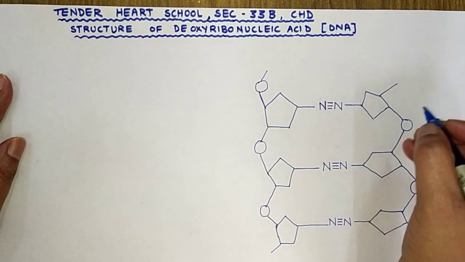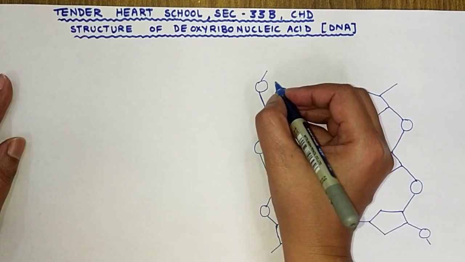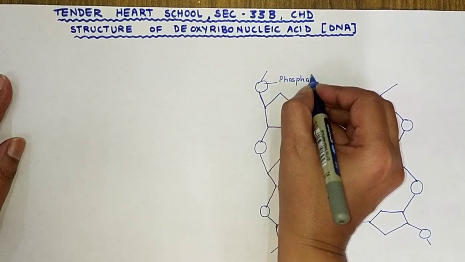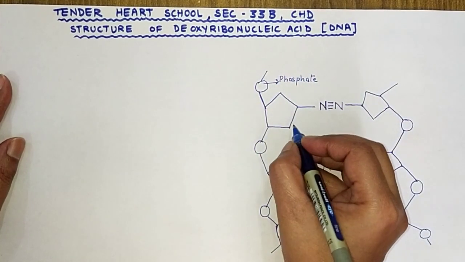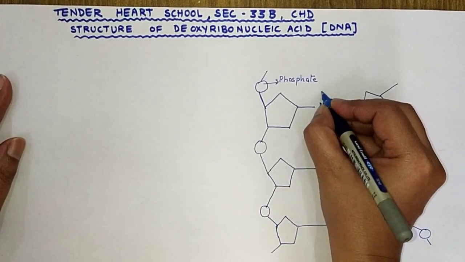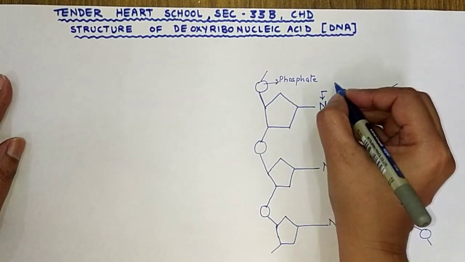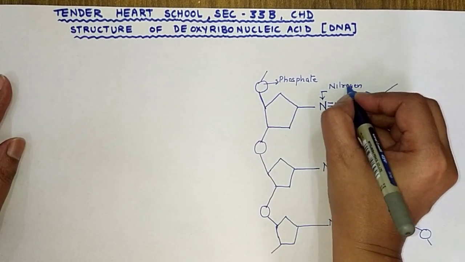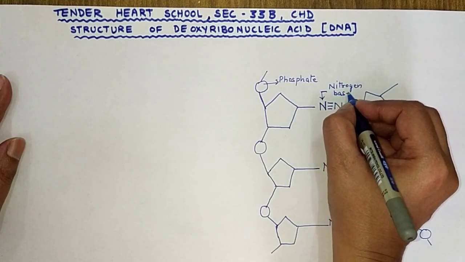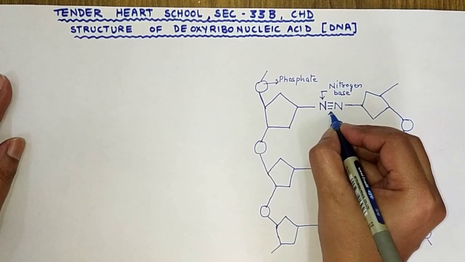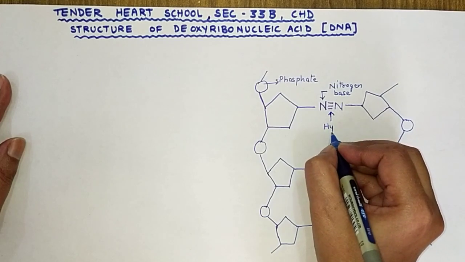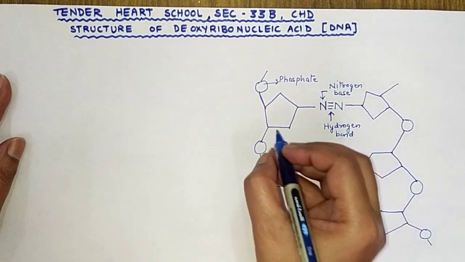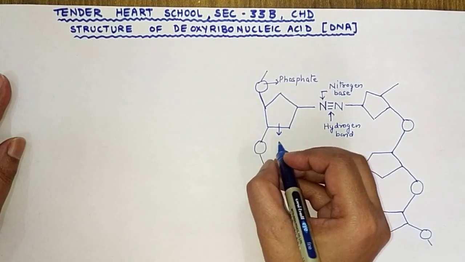Let us label one molecule of nucleotide. So this is phosphate, this is nitrogen base, this is hydrogen bond, and this one is pentose sugar.